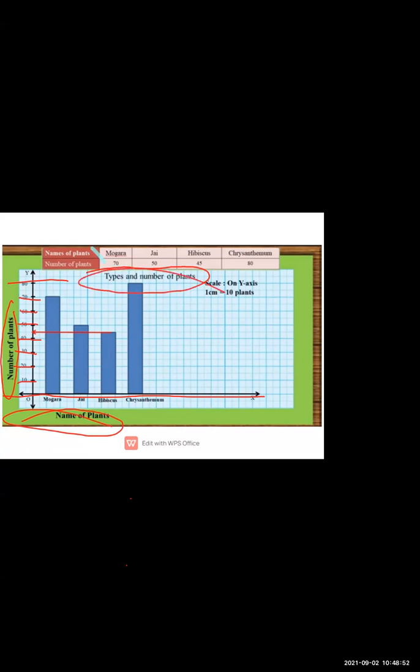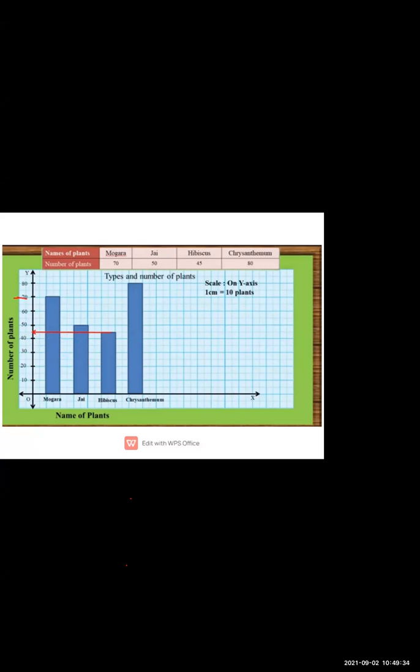Now next, first is mogra. How many plants is that? 70. So you will see the number 70 and then draw it. You will leave the first box. When you are making a bar graph, between every bar you have to give a space of 1 centimeter. Here you can see the space between every bar. You also have to give the distance like this.